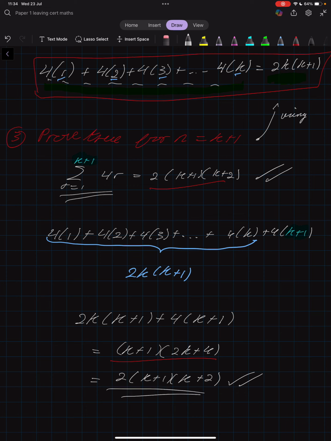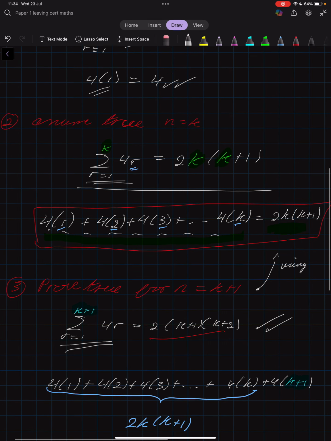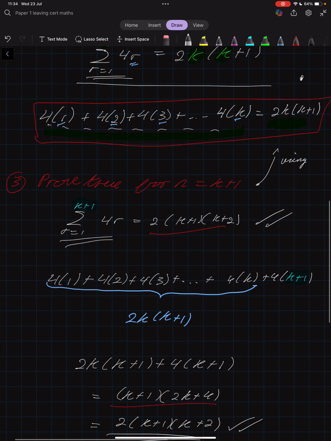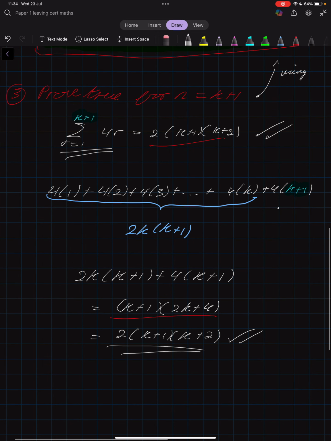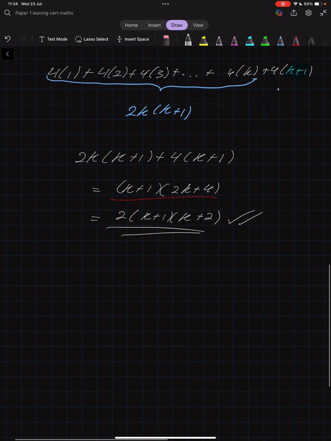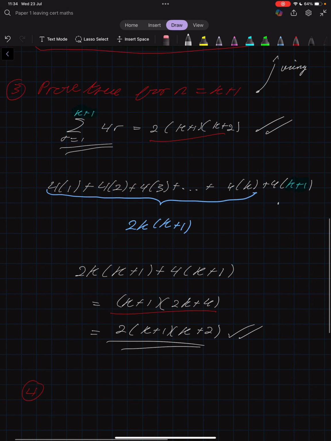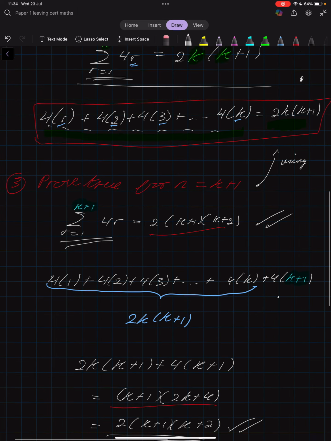Okay? So those two things matched up. So again, you assume that it's true for n equals k. Then using this fact, you have to plug it in here somewhere, which I did straight away. And I was able to show the result. The last step is basically just to say, this is proven true.